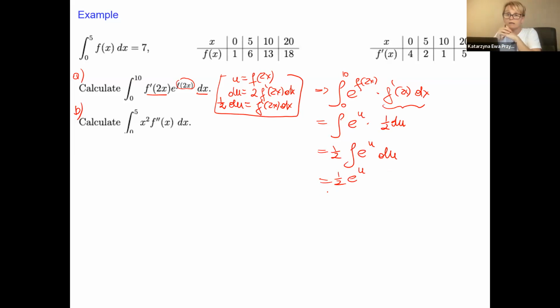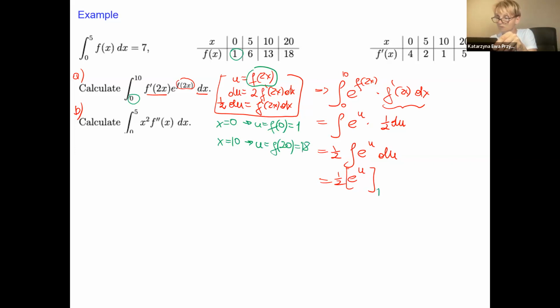And what we can do, yes, we can actually find the new limits of integration, because we have a definite integral with the u substitution. When x was 0, then u will be f of 2 times 0, which is f of 0. What is f of 0? And when x was 10, u is f of 2 times 10, f of 20. F of 0 is 1, thank you, we can see this. And f of 20? 18, thank you, that's good.